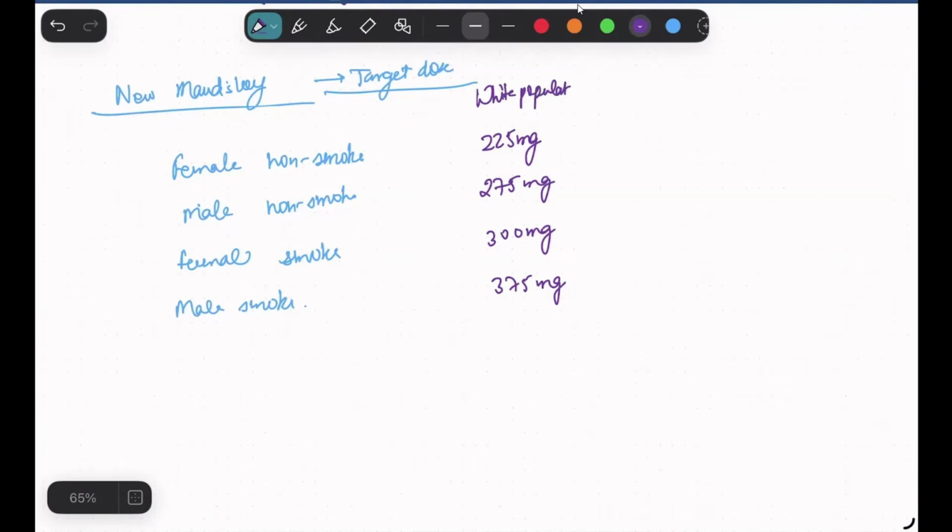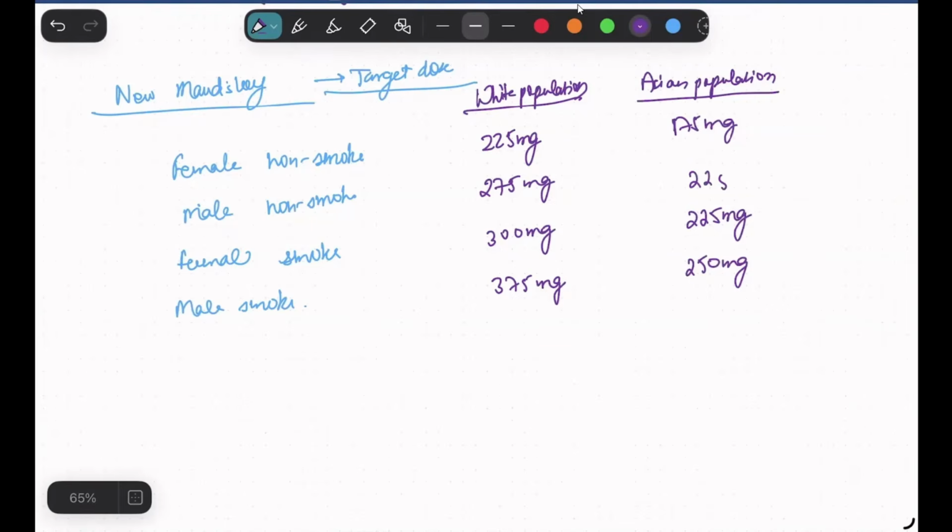Then coming to the Asian population, as per the new Maudsley. What is important here is that the female non-smoker in the Asian population has a dose of 175 mg. Female smoker will have a dose of 225 mg. For male smoker, it will be 250 mg. And for male non-smoker, it will be 225 mg again. Okay, I hope this is clear.